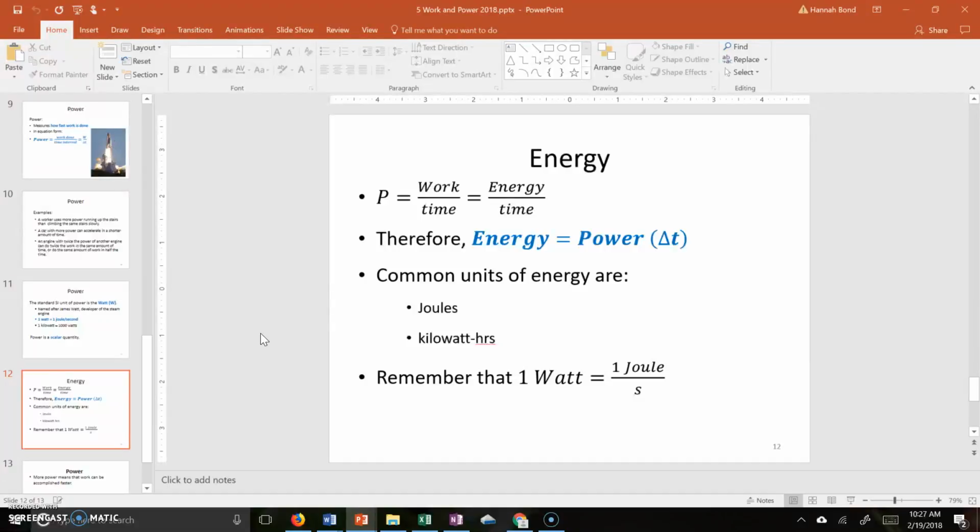So common units of energy are, of course, joules, which is what we've been using most commonly. But you could also talk about energy in terms of kilowatt hours. That's kilowatt times hours, because that's a unit of power, the kilowatt, times a unit of time, hours.